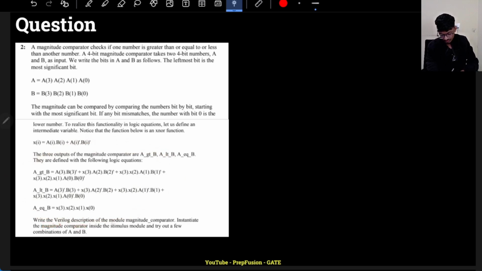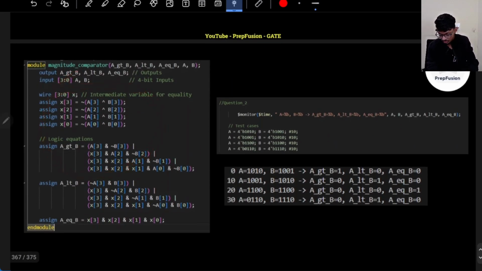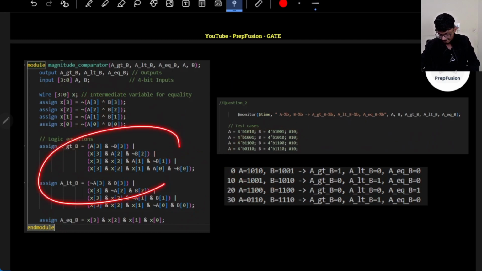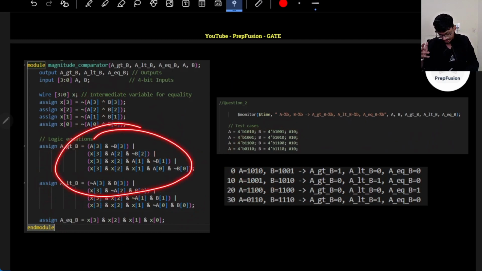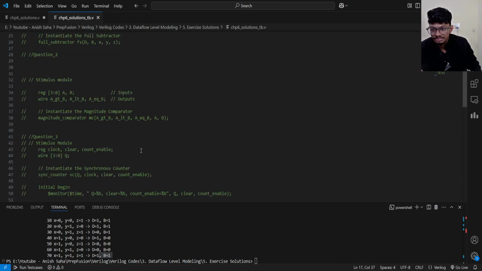Write the Verilog description of the module magnitude comparator. Instantiate the magnitude comparator inside the stimulus module and try out a few combinations. So this is our task, and we will try to do this. We have already done this. So this is the code basically. If you see, as we are comparing bit by bit, all these equations will be totally valid. I have already explained the logic behind all these equations, so I don't think I have to explain this logic again.